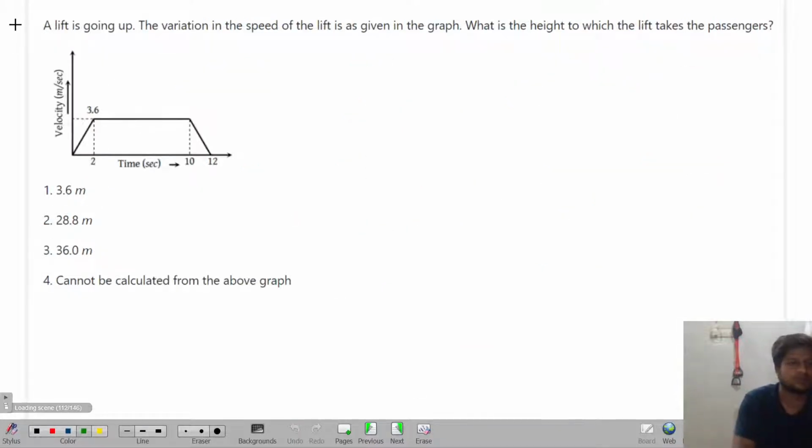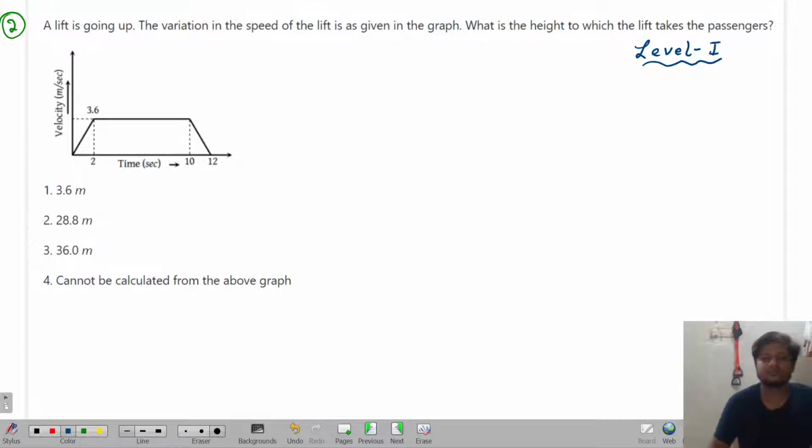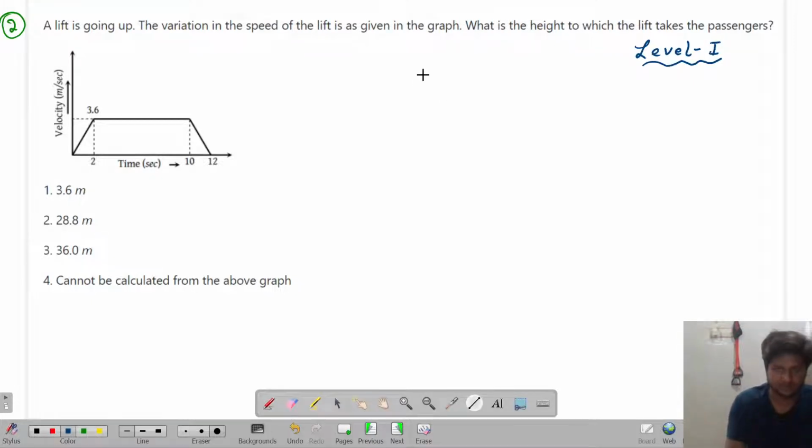Next question, question number 2. A lift is going up. The variation of the speed of the lift is given in the graph. What is the height to which the lift takes the passenger? It is a level 1 problem, because there are still level 2 and level 3. Okay, think about this question. A lift is going up. I will just try to make you imagine.